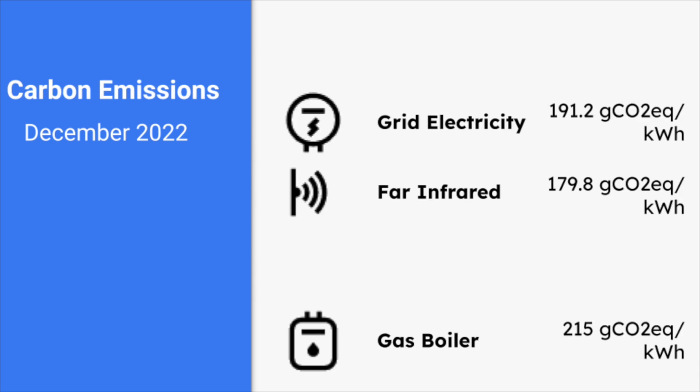This heating led to some carbon emissions. So a gas boiler would have been 215 grams of CO2 per kilowatt hour. But actually, we found that for the infrared, we averaged about 179.8 grams of CO2 per kilowatt hour, which is slightly lower than the grid average for the month of 191.2 grams of CO2 per kilowatt hour.